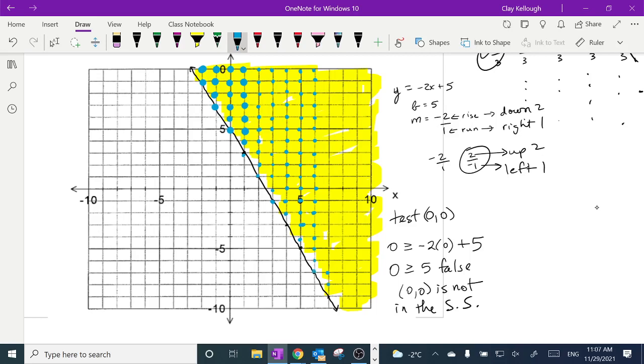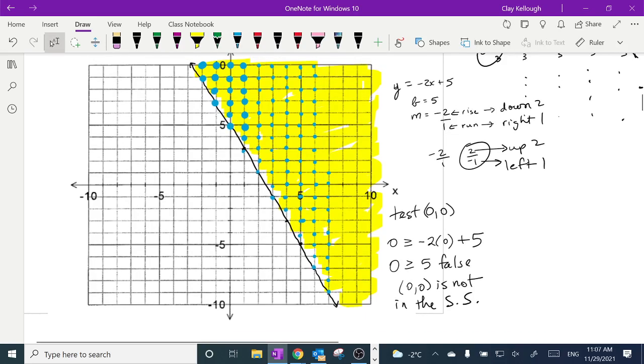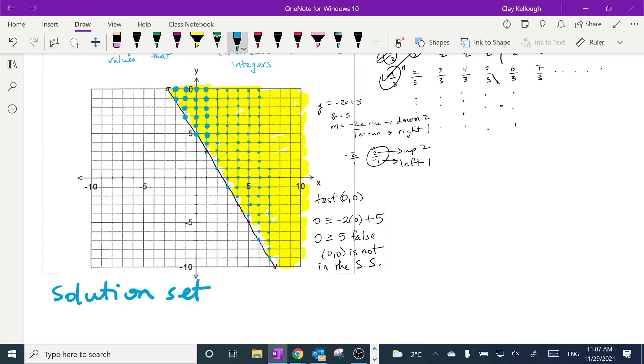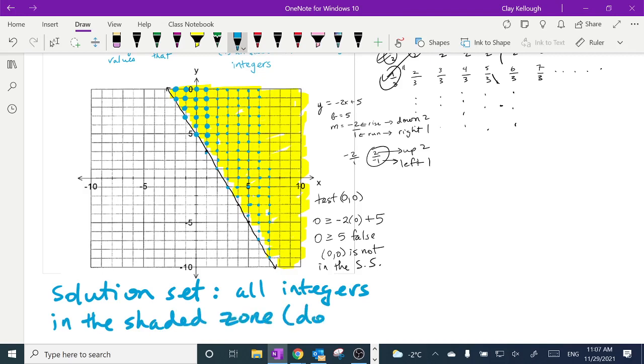So you're an answer, and you're an answer, and you're an answer, and then we could just keep going. Okay, I think I'm tired of it. So there we go. You get the idea. The answers are the dots. So the solution set is all integers in the shaded zone. And you should probably just make them dots.